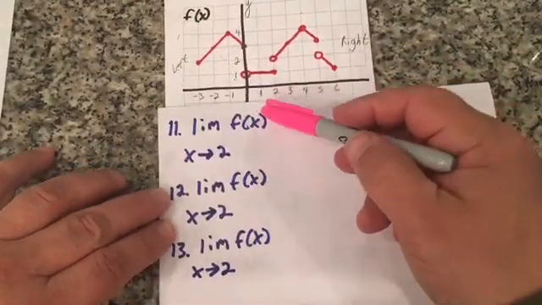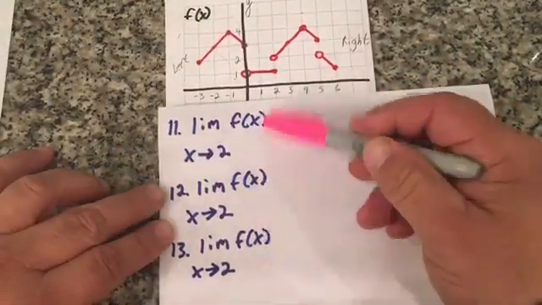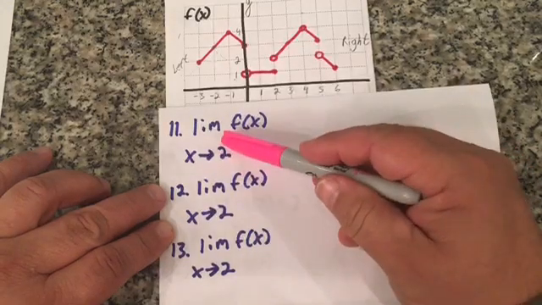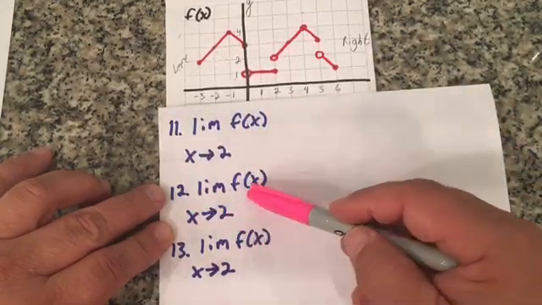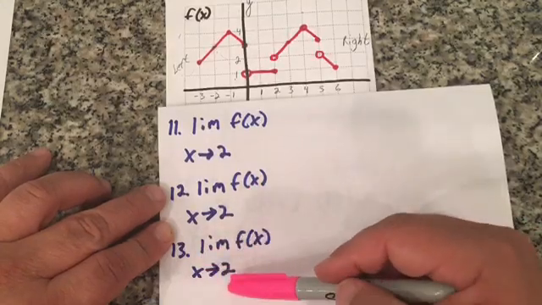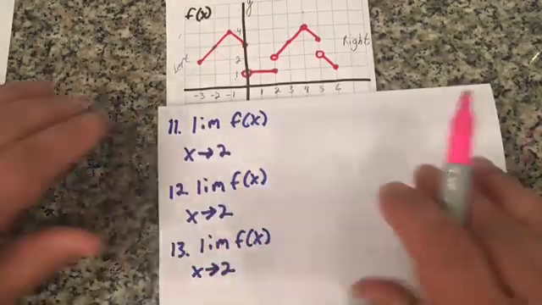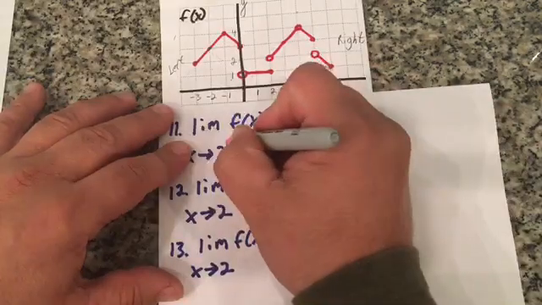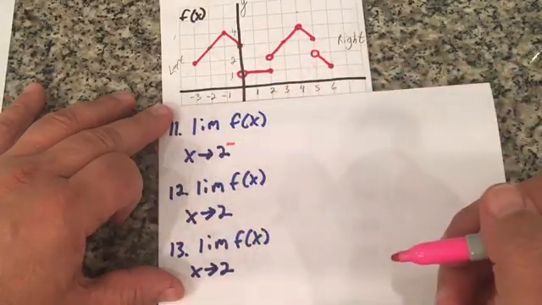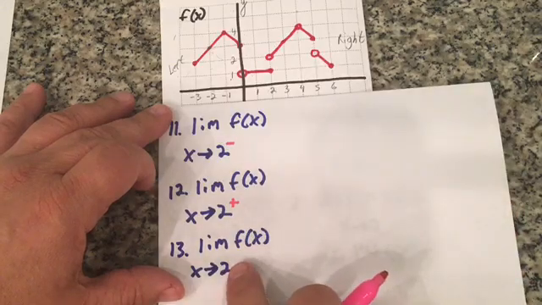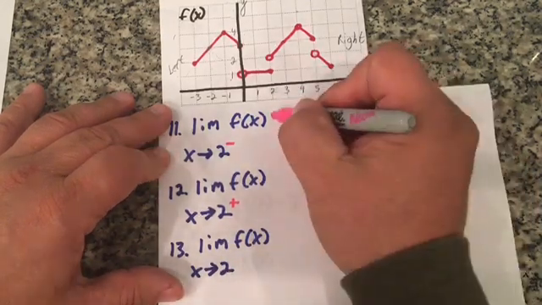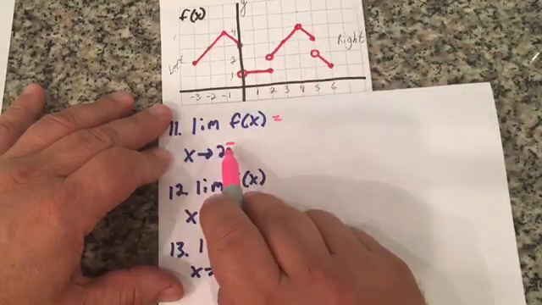So now we're going to set up 3 problems, 11, 12, and 13. Notice they all look the same. The limit as x approaches 2 of f of x. So in order to make them different, I'm going to say as x approaches 2 from the left, as x approaches 2 from the right, and then I leave that blank. And that means I'm coming from the left and the right. So let's see what the limit as x approaches 2 from the left is.